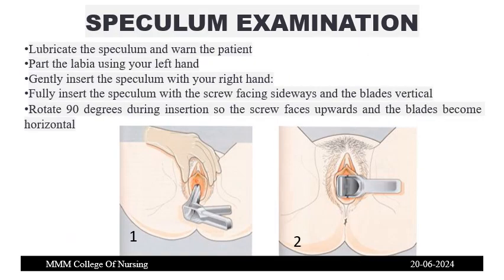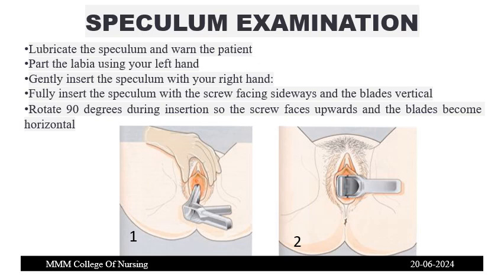Next is the actual speculum examination. Lubricate the speculum and warn the patient. Just tell the patient I'm going to insert, and part the labia. Separate the labia using your left hand. Gently insert the speculum with your right hand. Fully insert as shown in the picture. Insert the speculum with the screw facing sideways and the blades vertical, and rotate 90 degrees during insertion, so the screw faces upwards and the blades become horizontal.